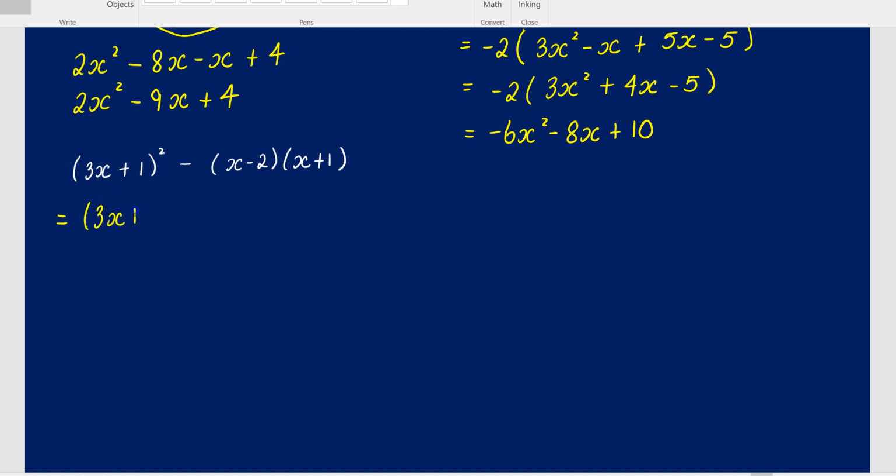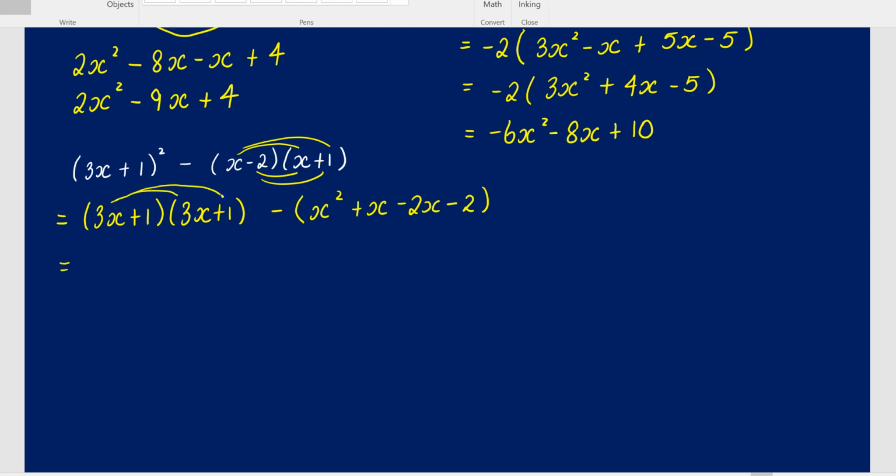This is 3x plus 1 times 3x plus 1, minus, and I might as well expand that while I'm here. So got to keep the bracket there. X times x, x squared. X times 1 is a 1x. I'll just put x. Minus 2 times x, minus 2x. Minus 2 times positive 1, so a negative times a positive is a minus 2. That's already done, and now my next line I'm going to start expanding this one.